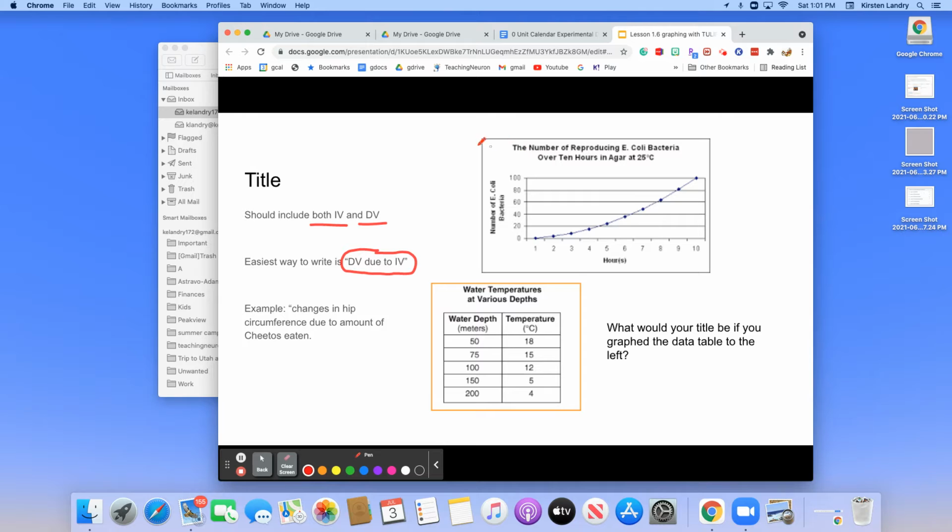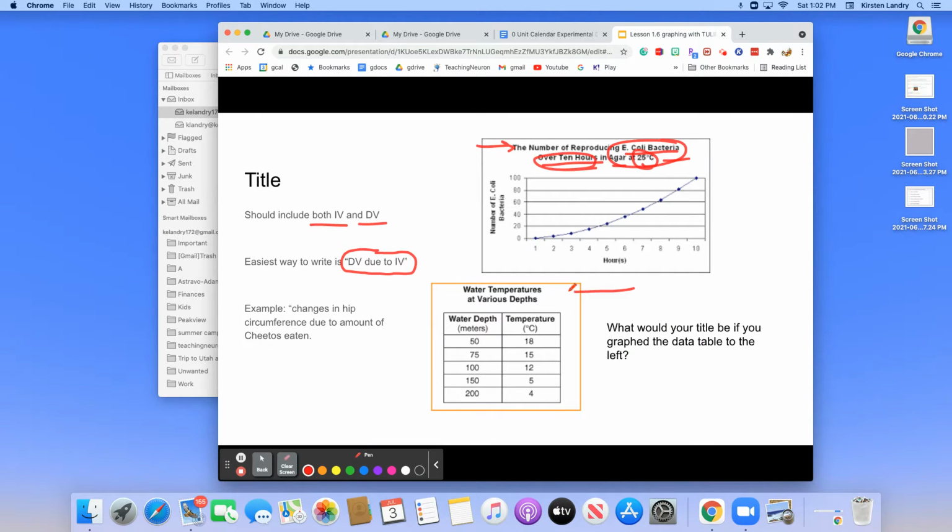Let's look at this one right here: the number of reproducing E. coli bacteria over 10 hours in agar, which it's okay if you don't know what that is, at 25 degrees Celsius. You can basically take a look at this title and almost replicate this experiment. It has the variables, right? It has the time, it has everything you need to understand. So this is a really good title.